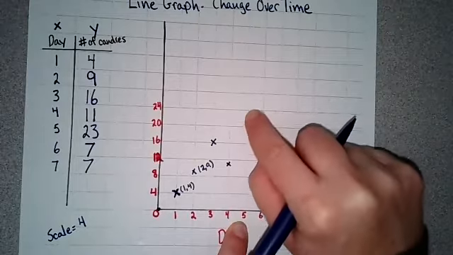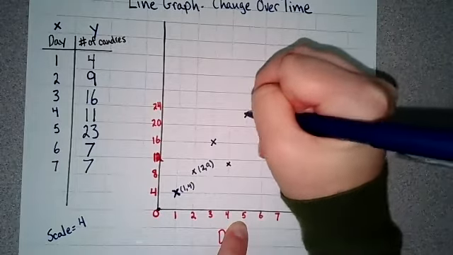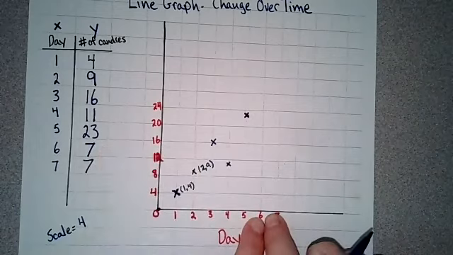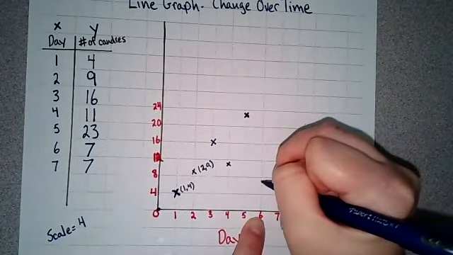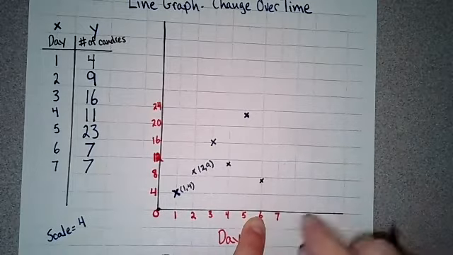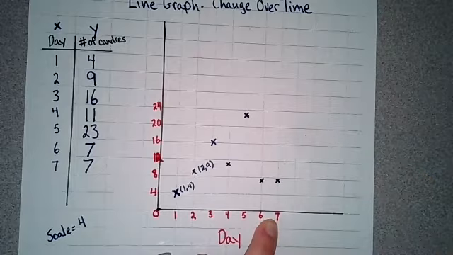You're going to come up and you're going to go almost to the 24. Just underneath it is going to be the 23. Okay. Then on day 6, I did 7. So 7 is right underneath the 8 line. And then on day 7, I did 7 again, and it's right underneath the 8 line.